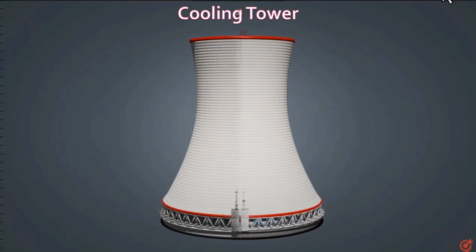And during this process, some water, about 2% of the water, will be evaporated. So in order to refill the water, they will draw from a nearby river or ocean. That is why most nuclear power plants are located near a river or the ocean. And that's all the three processes that occur during the generation of electrical energy in a nuclear reactor.